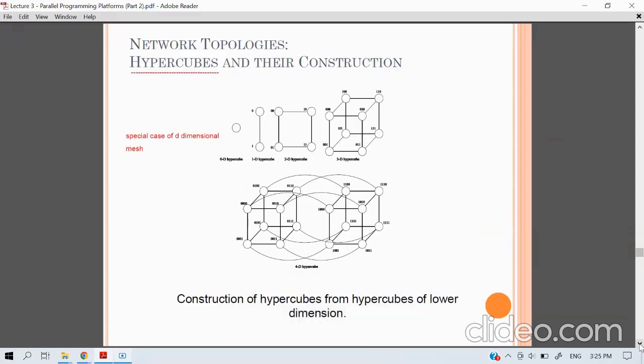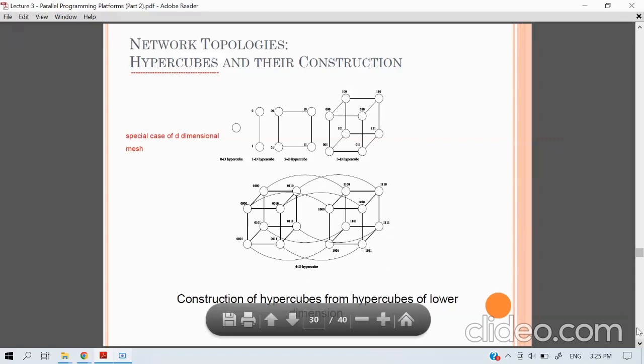This is the special case of the d-dimensional mesh, where we use log P to increase the nodes. As you can see here, this is the 0D hypercube, 1D hypercube, 2D, 3D hypercube, and also the 4D hypercube, which combines with another cube. This is called a hypercube and this is how it is constructed.